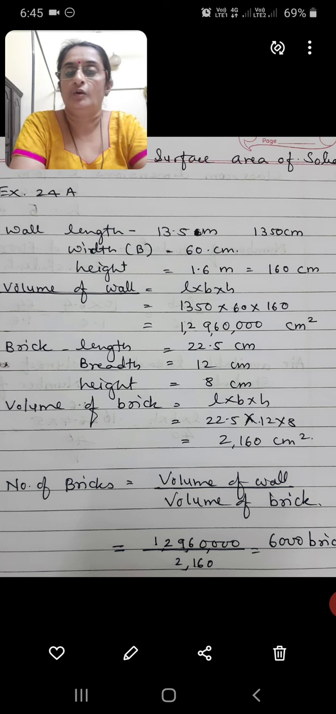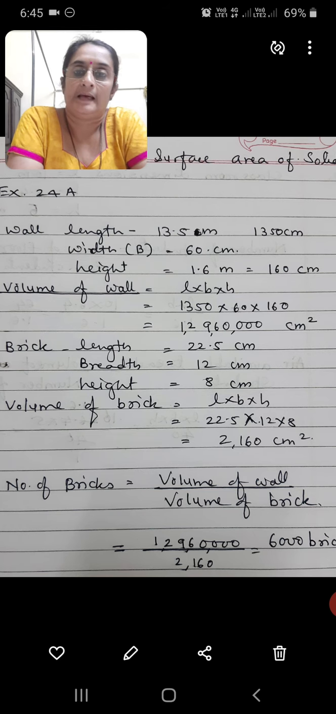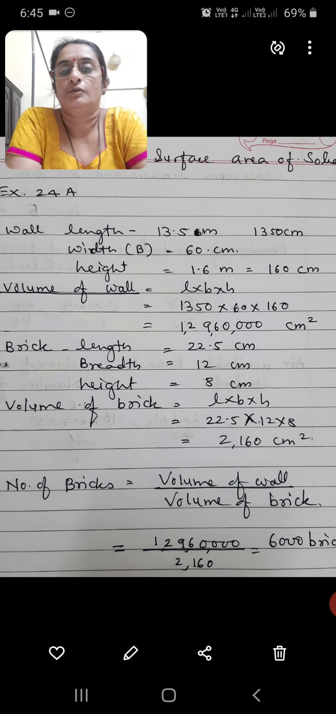To find out the volume of the wall, the wall is in the shape of a cuboid, so we take the L into B into H formula. When you multiply 1350 into 60 and 160, you will get 1 crore 29 lakh 60,000 cubic centimeters. Now the brick's dimensions are also given. To find out the volume of the brick, we multiply length, breadth and height. We will get 2160 cubic centimeters.